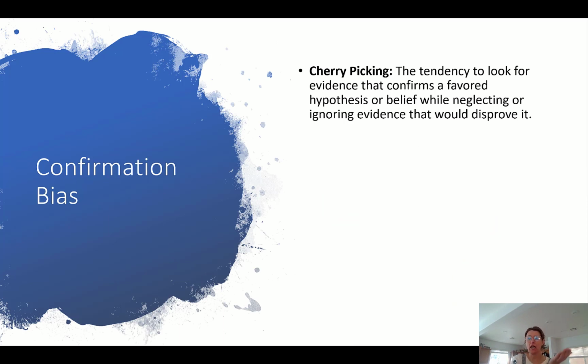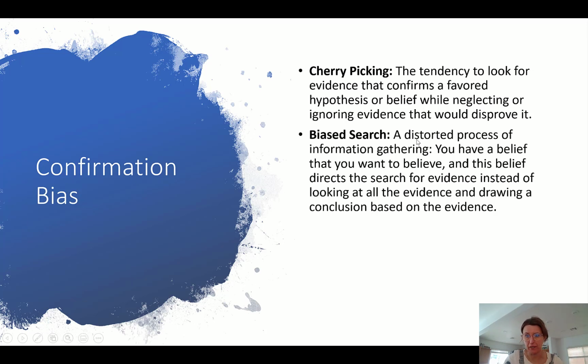Okay, so here are some definitions of confirmation bias, or different ways to parse out what confirmation bias is. It's cherry picking, which is the tendency to look for evidence that confirms a favored hypothesis or belief, while neglecting or ignoring evidence that would disprove it. So this is why scientists use the scientific method. They use this scientific method to correct for the human tendency to only look for information that confirms what they already believe, confirms their hypothesis. So scientists have intentionally built in a method for checking these biases in human thinking.